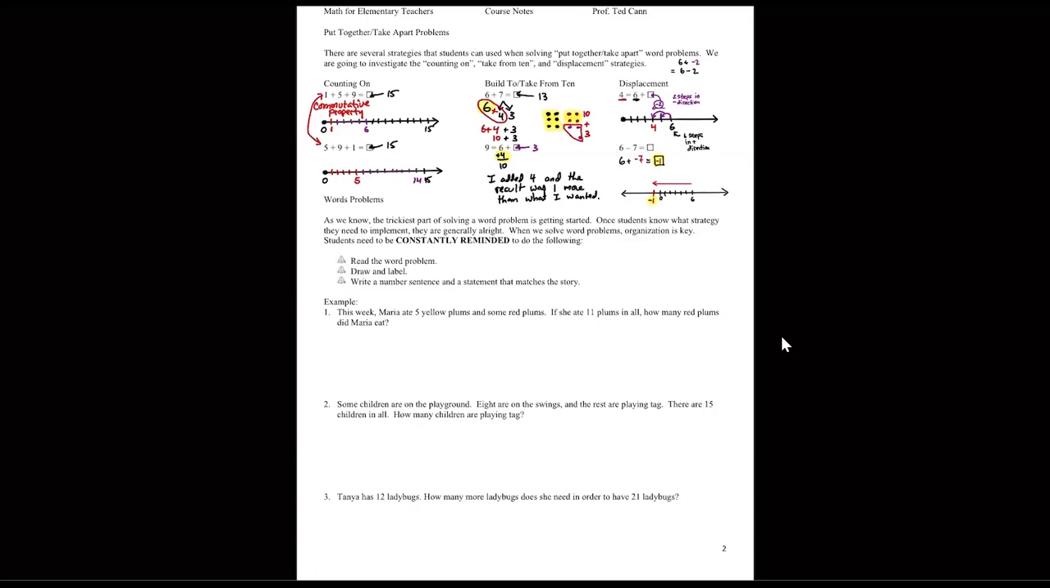But again, it has everything to do with the displacement, the movement. Right? We're taking 6 steps in the positive direction. So this is a +6. We're taking 7 steps in the negative direction. And that gives us a final result of -1. All right.